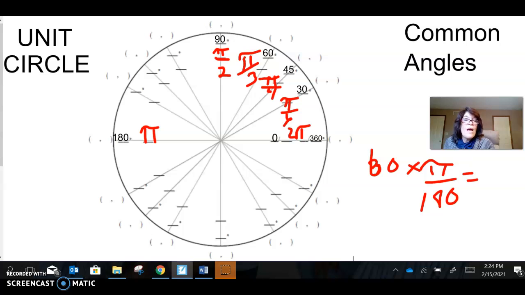If this is 1 unit, then this point right here would be the point (1, 0). Right? Isn't that (1, 0)?